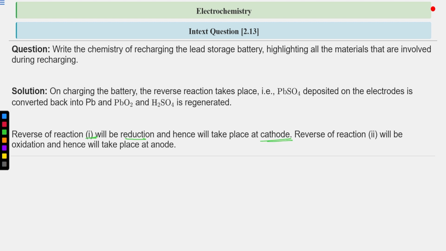So also the reaction place will change. Whatever the reaction, that is the first reaction on the anode, was happening in the discharging process. Now in the charging process, the first reaction which was happening on the anode, now it will happen on the cathode, and the name was reduction. Similarly, the reverse reaction of the second reaction will be the oxidation, and it will take place at the anode. Okay, because oxidation happens on the anode and reduction happens on the cathode.